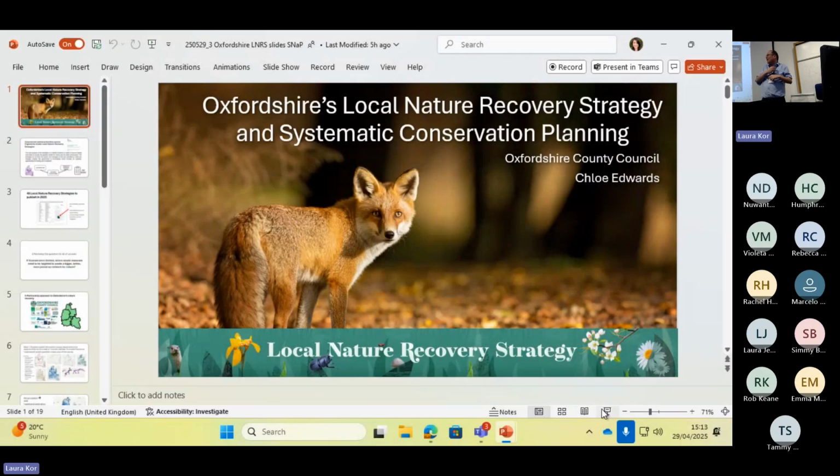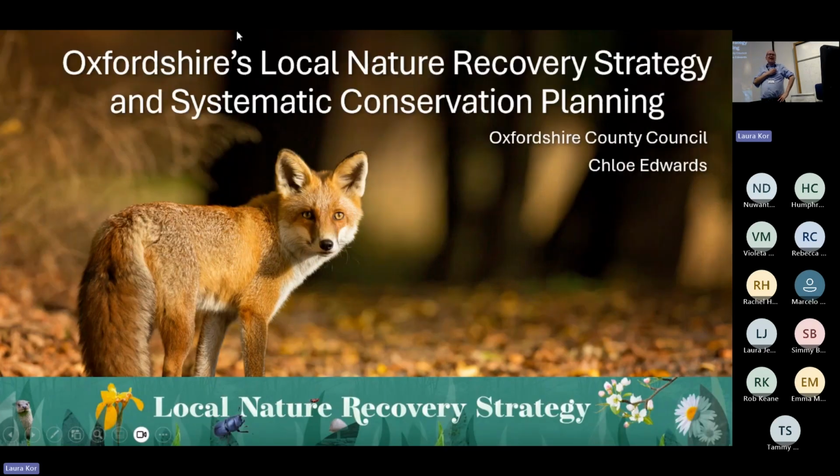I'm delighted to invite Chloe Edwards to present on the fantastic work she's been leading, and for anyone who's been involved in the local nature recovery strategy process, how incredibly complicated and involved it is. I've been playing a very small part on the Oxfordshire one, and it's been fantastic working with Chloe on this, and she's about to tell you about the broader process.